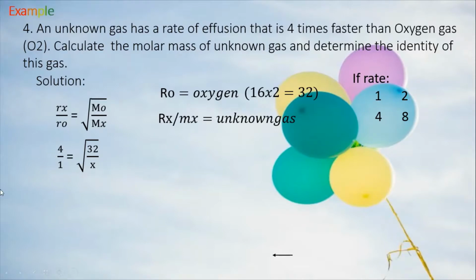So we have 4 over 1 is equal to the square root of 32 over x. We are looking for the molar mass of the unknown gas, and we're going to determine its identity later. To get x, because we're looking for x, we are going to square both sides.